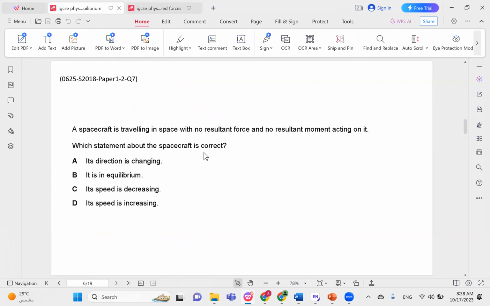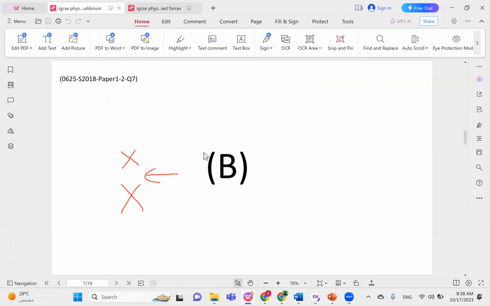A spacecraft is traveling in space with no resultant force and no resultant moment. Which statement is correct? It is in equilibrium. This is the definition of equilibrium. Of course, its speed is not changing because there is no force, and the direction is not changing as well. It must be in equilibrium. Choice B is correct.